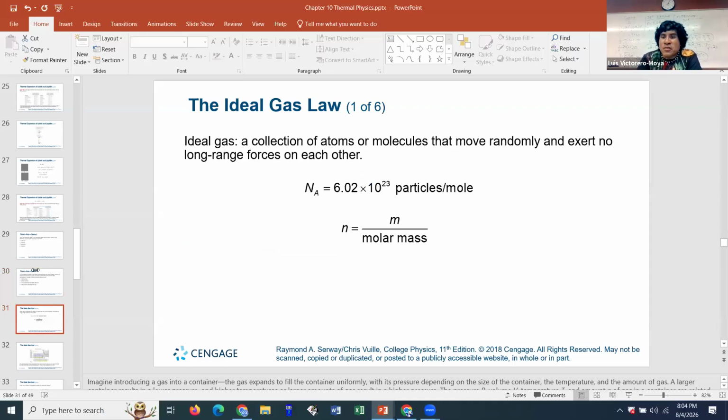So let's introduce, or reintroduce for some of you, the ideal gas law. An ideal gas is a collection of atoms or molecules that are moving randomly, and there are no long-range forces on each other. Okay? There are only collisions with the container. So to study an ideal gas, the first thing that you need to remember is that number there. What number is this? You guys should know. What is this? How do we call this?